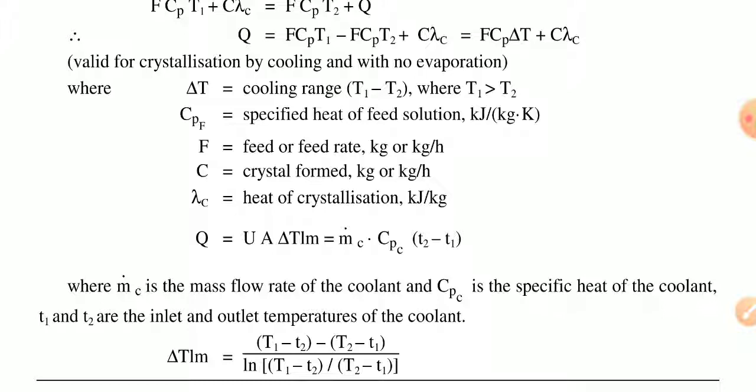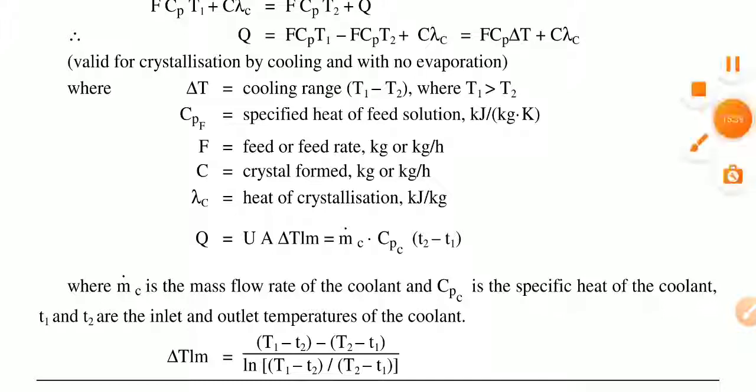What is delta TLM, we have already studied. Q is equal to UA delta TLM, which is equal to MC CPC (T2 minus T1), where MC is the mass flow rate of the coolant and CPC is the specific heat of the coolant. T1 and T2 are the inlet and outlet temperatures of the coolant. Delta TLM is equal to (T1 minus t2 minus T2 minus t1) divided by ln of (T1 minus t2) over (T2 minus t1).